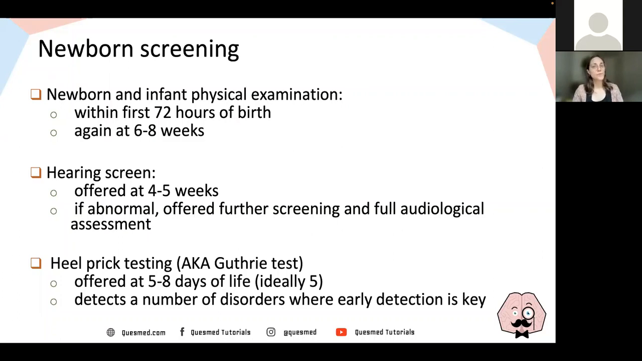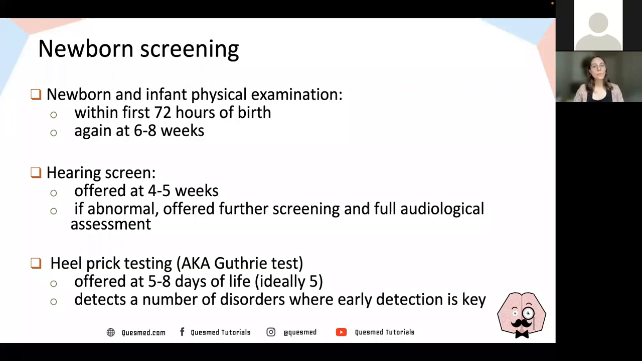Offered at 4 to 5 weeks. If that's abnormal, then you go for further screening. The first screening test is otoacoustic emissions. Worth bearing in mind, this has to be done in a very silent, quiet place to actually take place. So babies being in hospital for a while, not a great place to do this kind of screening.